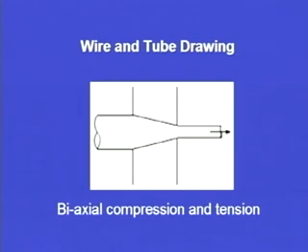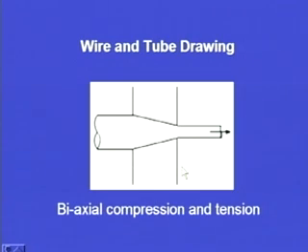Now, already I have told, if we want to reduce the cross section of a particular rod, then we can use wire drawing or tube drawing. So, wire drawing or tube drawing can be done. Here we can see the force is applied at this end of the workpiece, and we are pulling the material through the die opening. So, in case of wire drawing and tube drawing, biaxial compression and tension is present.